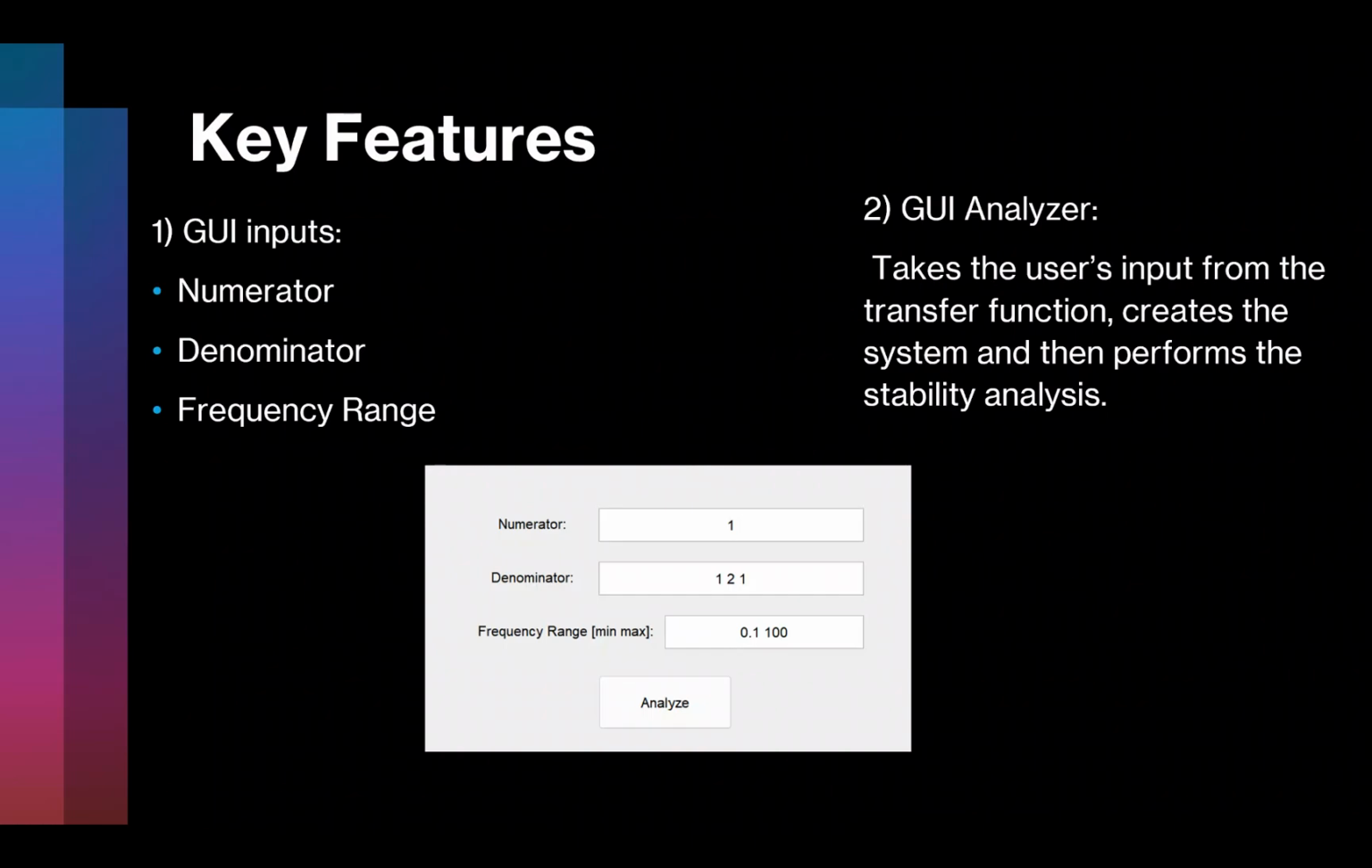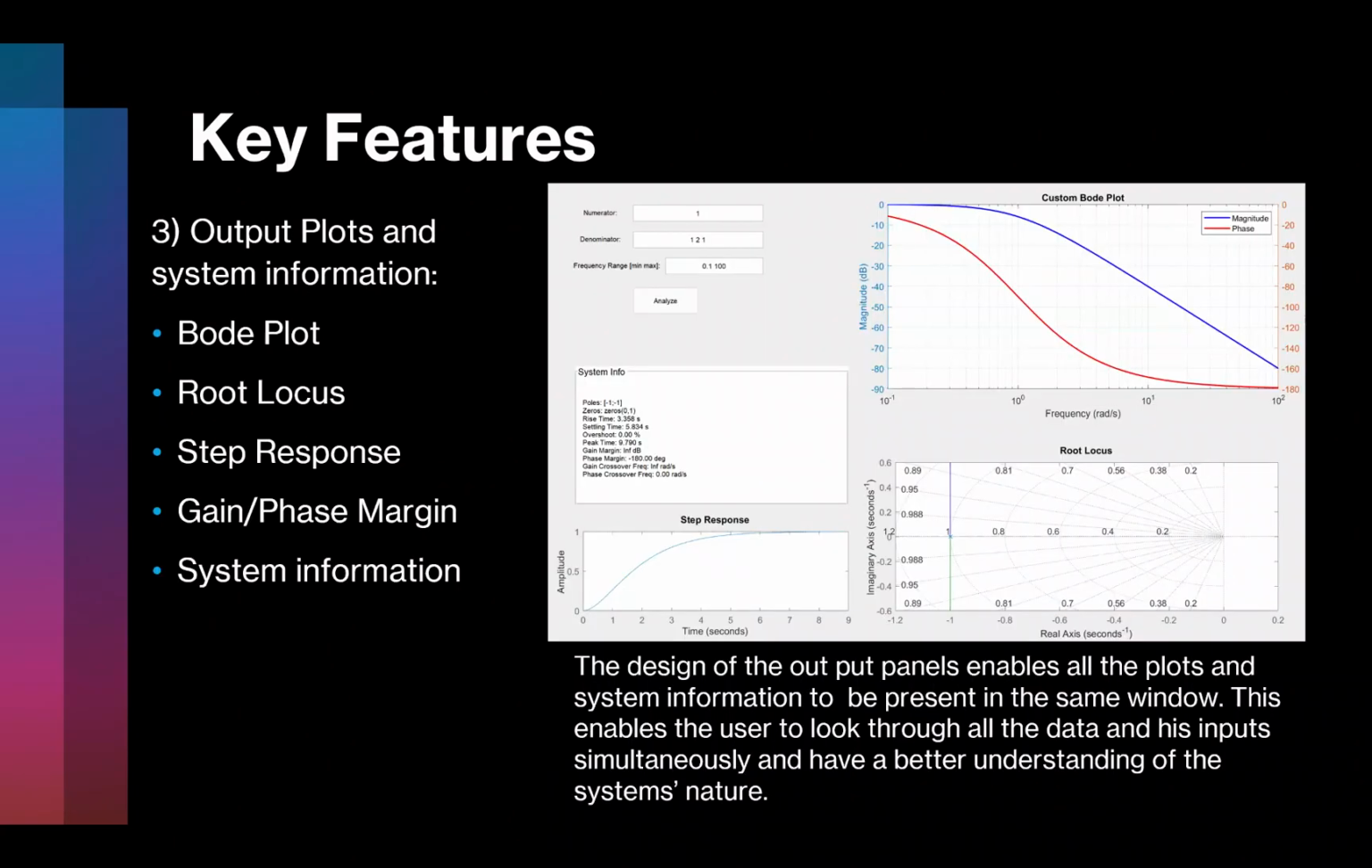So these are the key features of the system analysis. We have the numerator here, and you input whatever values you want there, the denominator, and the frequency range. And then we have a GUI analyzer button that, once we enter it, will analyze all the input data and will then present the output plots. That's the next key feature.